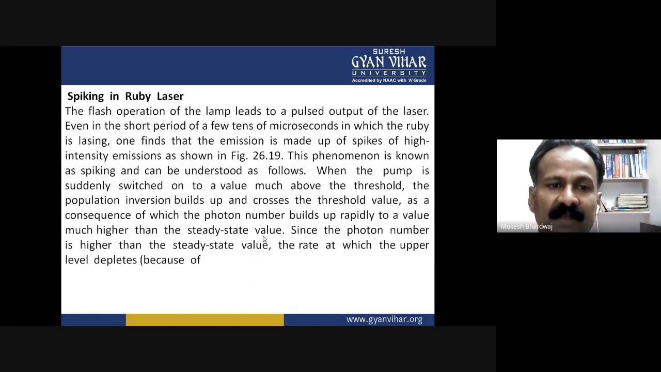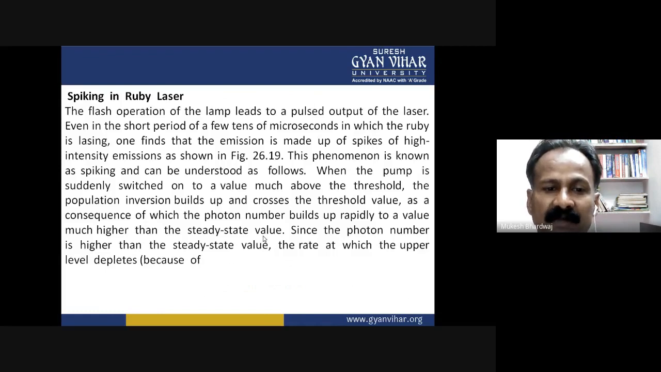Spiking in the ruby laser: the flash operation of the lamp leads to a pulse output of the laser. Even in the short period of a few tens of microseconds in which the ruby is lasing, one finds that the emission is made up of spikes of high intensity emission. As shown in the figure, the phenomenon is known as spiking and can be understood as follows. When the pump is suddenly switched on to a value much above the threshold, the population inversion builds up and crosses the threshold value, as a consequence of which the photon number builds up rapidly to a value much higher than the steady state value.